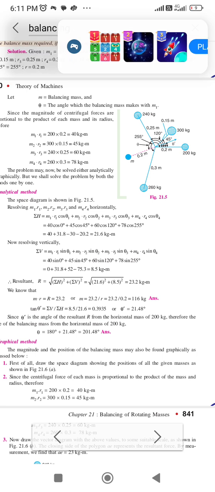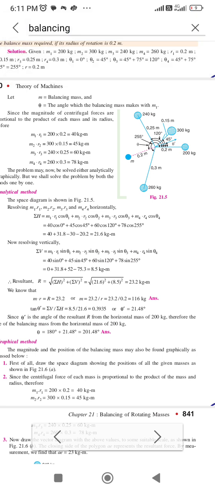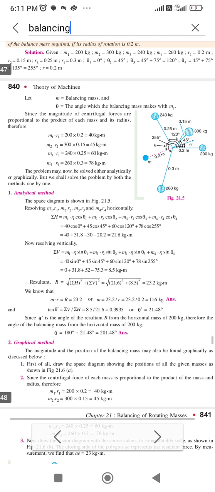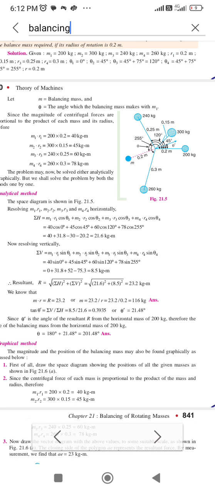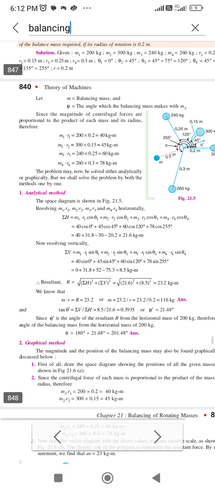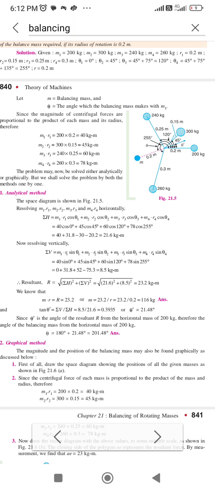So initially there is a horizontal mass for the reference one. From this, at 45 degree, the another mass is acting, that is M2. From this, we have to draw a line at an angle of 45 plus 75 degree, 120 degree, from the base, from the reference line. For the fourth mass, that is 255 degree from the reference plane. So initially we have to draw this inclination or balancing diagram. After this diagram, we have to calculate by the analytical method.